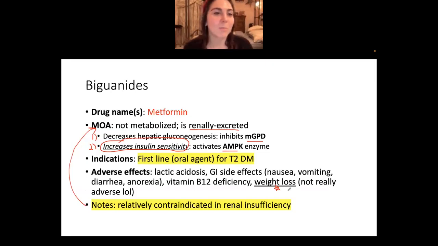It is a really cool drug, but there are a lot of adverse effects with it. Lactic acidosis is not good. Vitamin B12 deficiency, nausea, vomiting, diarrhea, that doesn't sound great. So there are these side effects. But yeah, it does cause weight loss. So people are like, oh, I'll take some metformin, sure.